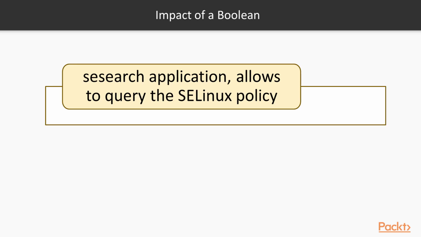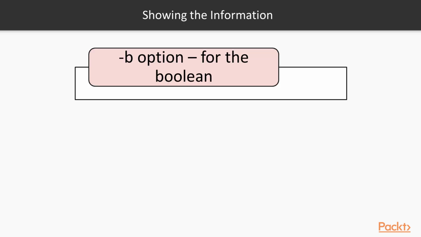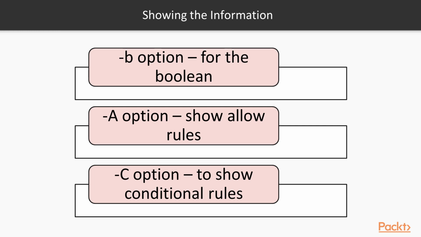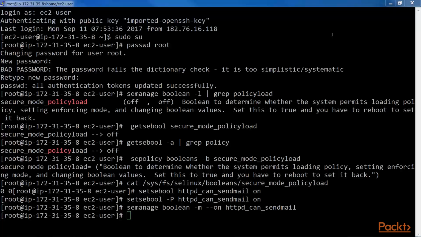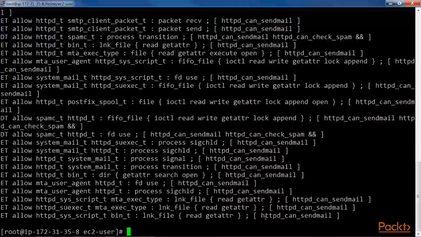Now let's see how to inspect the impact of a Boolean. To find out what policy rules a Boolean manipulates, the description usually suffices, but sometimes we might want to know which SELinux rules change when a Boolean is toggled. With the sesearch application, we can query the SELinux policy, displaying the rules that are affected by a Boolean. To show this information in detail, we use the -b option for the Boolean, -A option to show allow rules, and -C option to show conditional rules. Let's press enter and execute this command. So you can see all the details which I just mentioned.